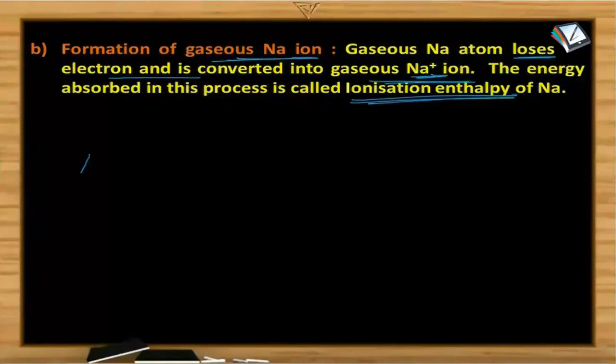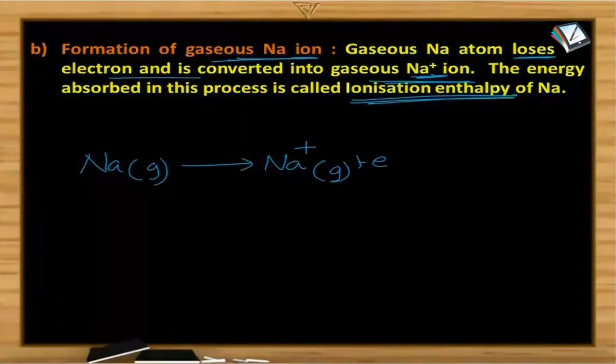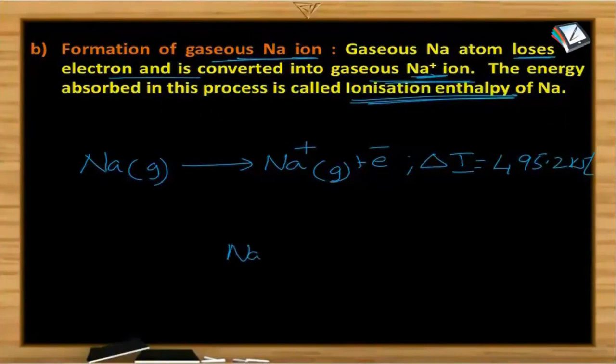So how do we write the equation? Gaseous sodium atom, after losing one electron, is converted into a unipositive ion. In this process, the amount of energy required is called ionization energy, and that is equal to 495.2 kilojoules per mole. The value is 495.2 kilojoules per mole. So in order to form the sodium chloride ionic compound, we already have the sodium ion. Now we need to see the formation of the Cl- ion.